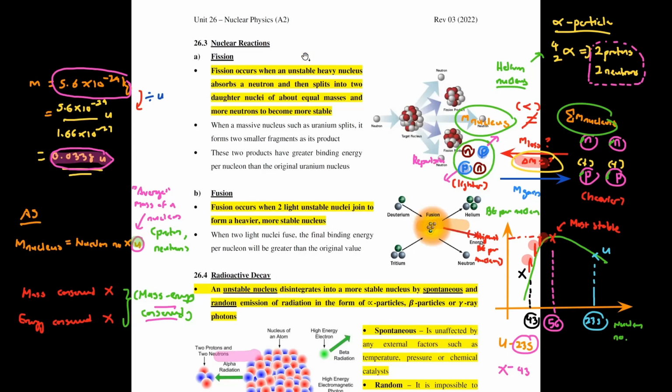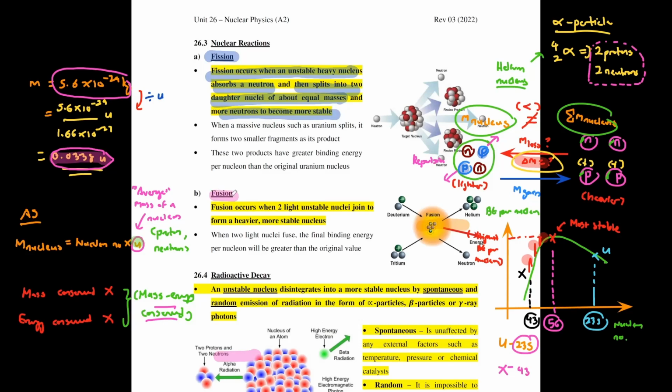Now, if you look at the next page, when it comes to nuclear fission, fission occurs when an unstable heavy nucleus absorbs a neutron and then splits into two daughter nuclei of about equal masses and more neutrons to become more stable. So this is something large breaking apart into something smaller. That is typically what a fission reaction is.